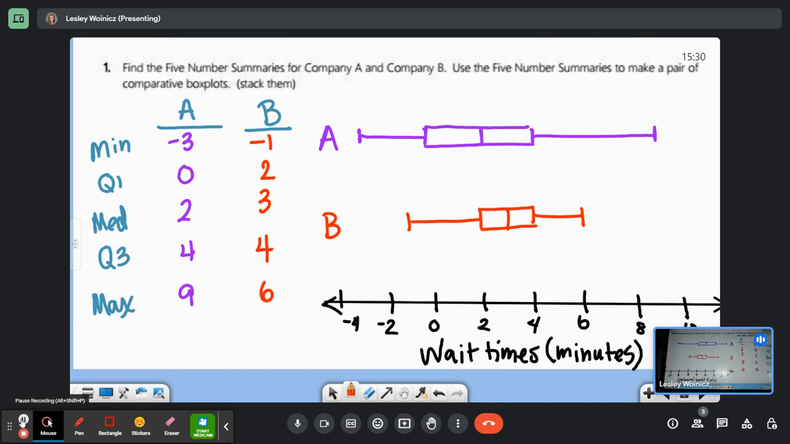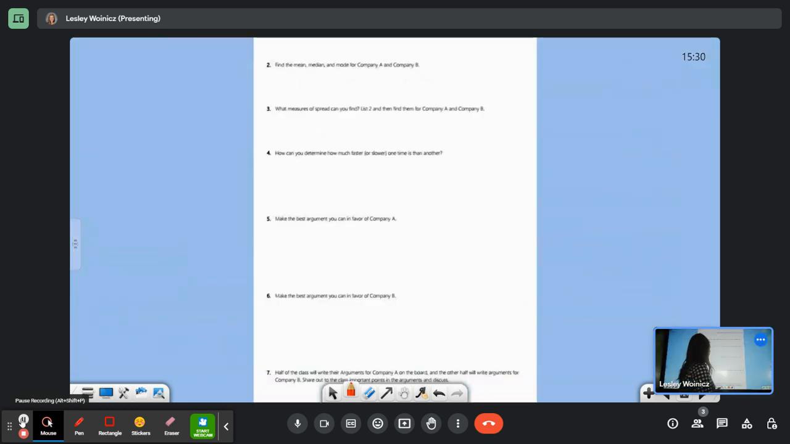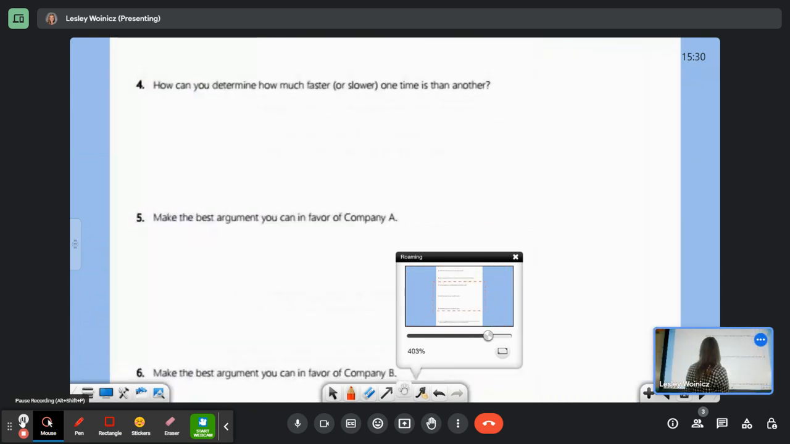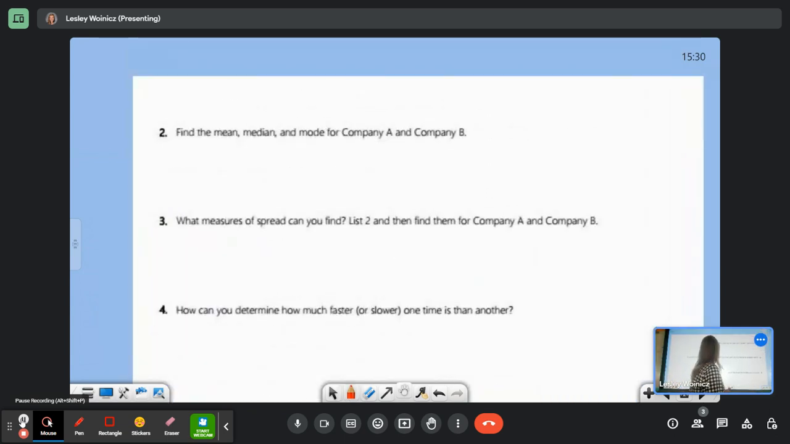Okay, flip it over and go ahead and find the mean, median, and mode for company A and B. Oh, did we already delete company A? Okay, I will tell you the mean for company A. The mean for company A was 2.15. But I want you to find it for company B because you still should have that data in your calculator.